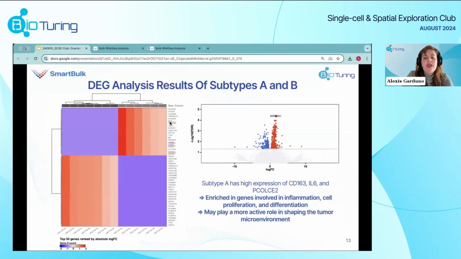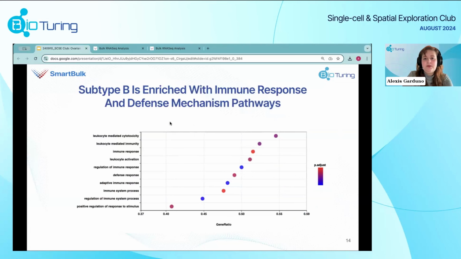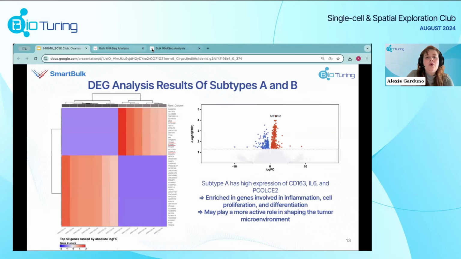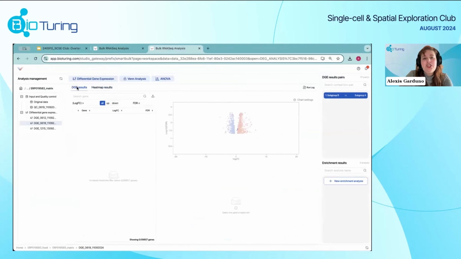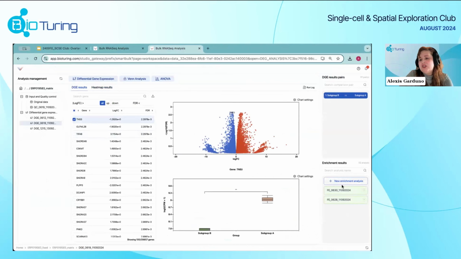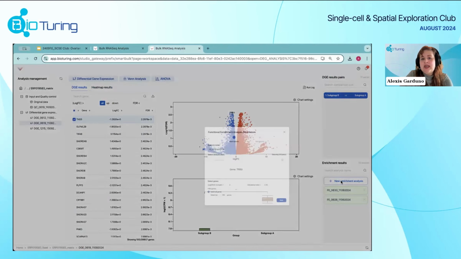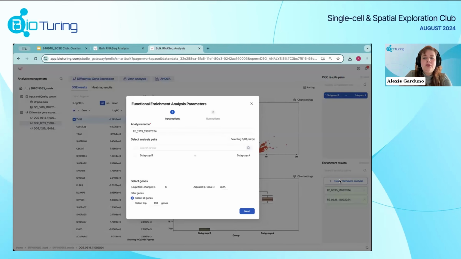Okay, so in order to really do that, and these will be some results I'll cover in a bit, we'll go back into the SmartBulk app to show you how you would perform that additional enrichment. In the DGE results, you'll see that we have this feature here, the new enrichment analysis. This new enrichment analysis lets you perform additional enrichment on just these differentially expressed genes. But in this case, we're not trying to just do it on these differentially expressed genes.